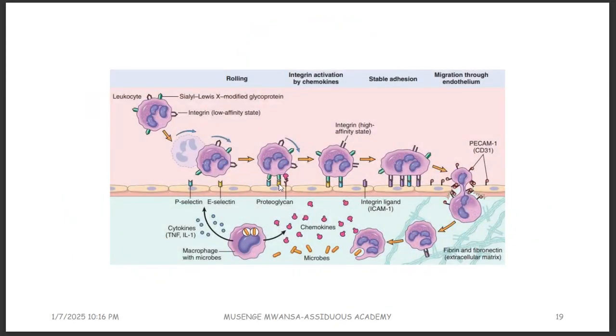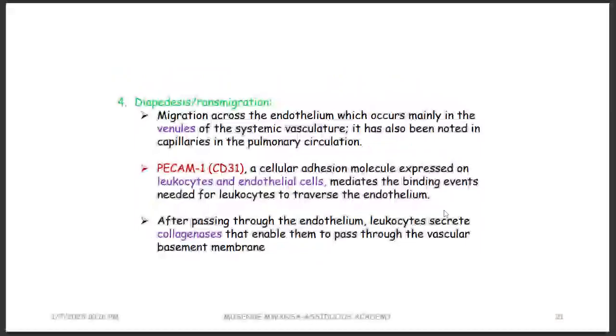The white blood cells: you can see there was margination, then rolling, then adhesion with stronger bonds through the integrins. Then diapedesis, or transmigration, is where the white blood cell leaves the blood vessel and goes into the interstitium. You can see it passing through the endothelium. What mediates this is known as PECAM-1. The goodness is that PECAM is found on both the endothelium and the white blood cell, so there's not much mastering there. PECAM is what mediates diapedesis, or transmigration.